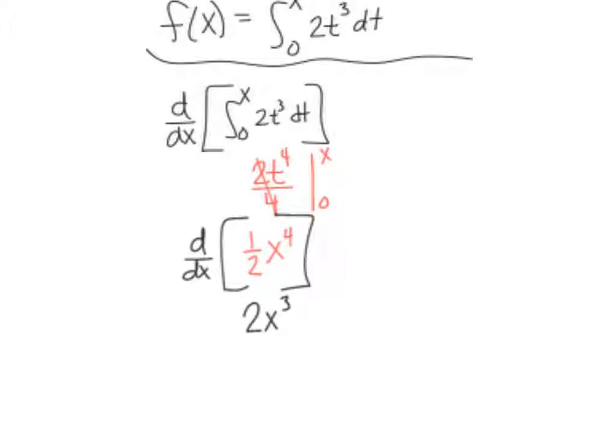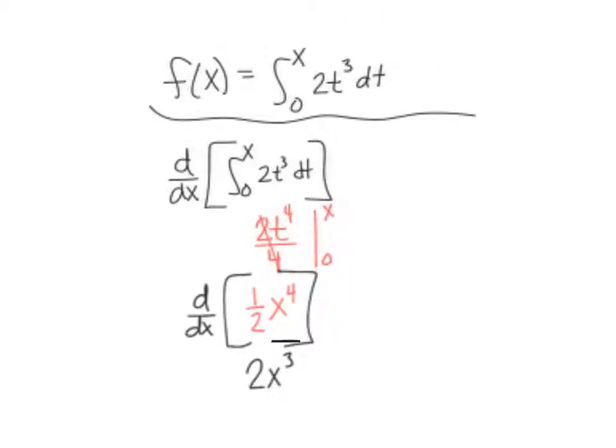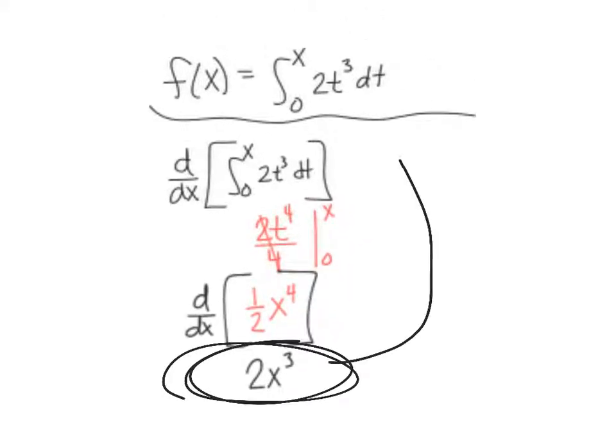Let me zoom in on my work here. Look at what I ended up with, and look at how that compares to what I started with. Well, that's what the second fundamental theorem is saying. When you take a derivative of an integral, you undo it. Now here's the catch. Notice that I did not end up with a t in my answer at all. But in fact, I ended up with the upper bound, which was an x, in my answer.